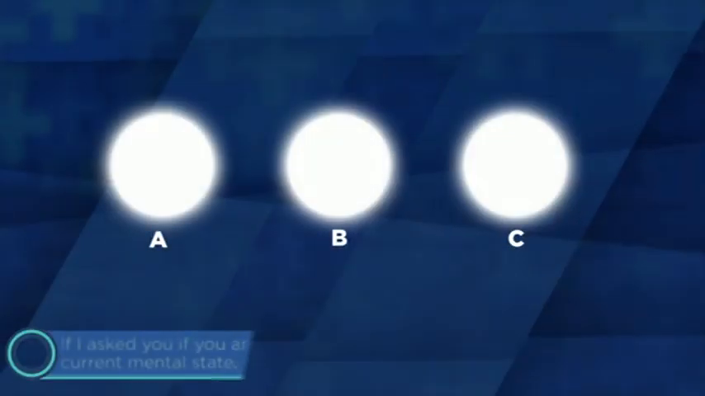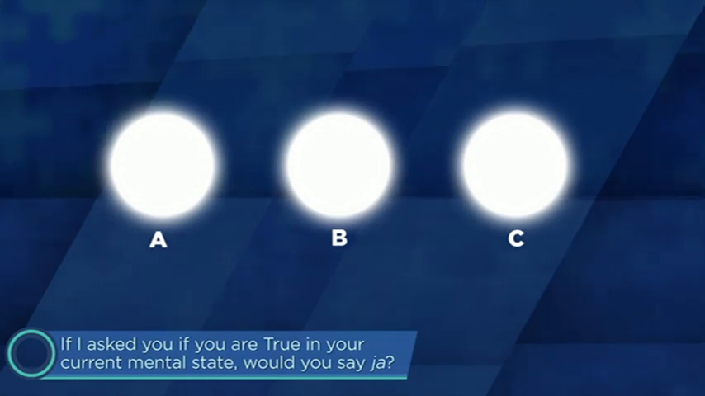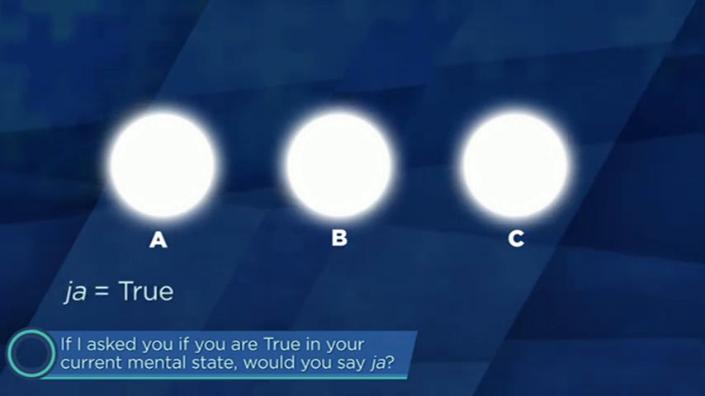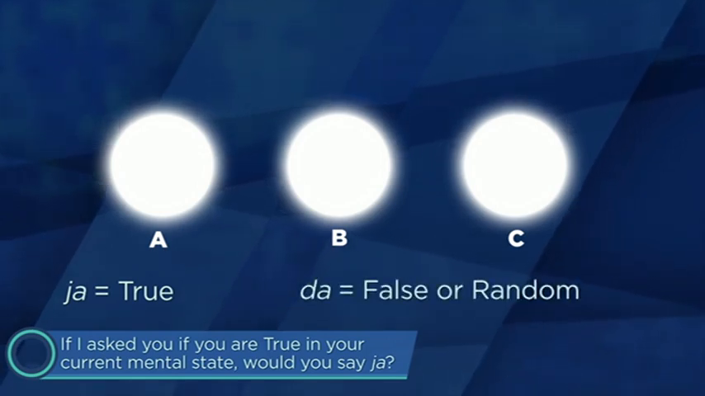This opens up the possibility of getting direct answers to direct questions even if we're talking to random. And Rayburn devised a way of doing just that. Their solution doesn't require wasting the first question on just finding one God who's definitely not random. Instead, they suggest asking God A, if I ask you if you are true in your current mental state, would you say ja? And it turns out that regardless of who you're speaking to, a reply of ja indicates he really is true, and a reply of da indicates that he's either false or random.